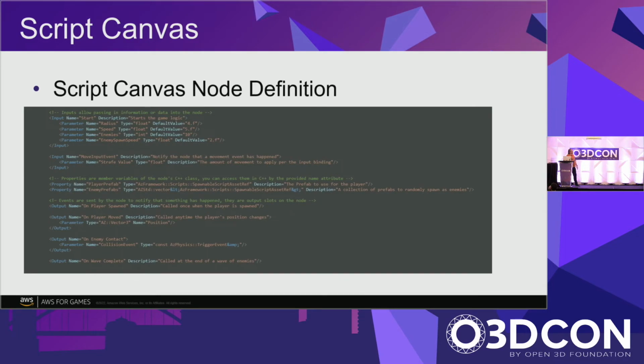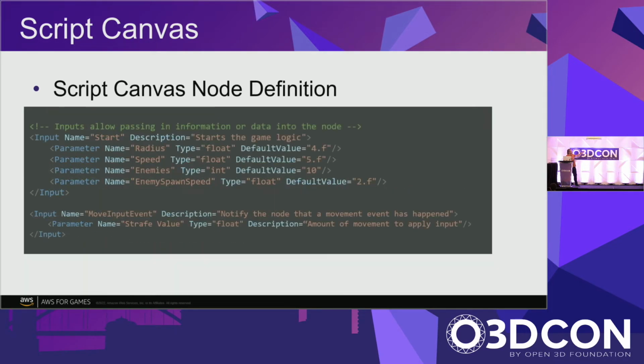So then from there, we keep iterating on this. So this is what it looks like as a whole, but we'll zoom in a bit. I'll add a new input for this particular game called start, and I'll parameterize it with a radius, speed, how many enemies in a given wave, and how quickly I want them to spawn. And then we'll have a move input event. This is just so we can pass in the fact that there's movement and what the value of the movement is, so we can do stuff in C++ with it.